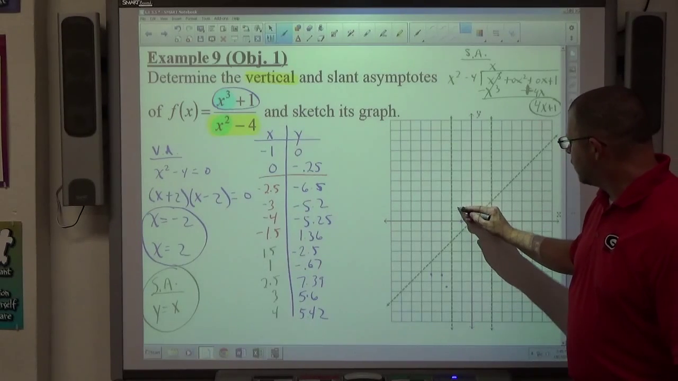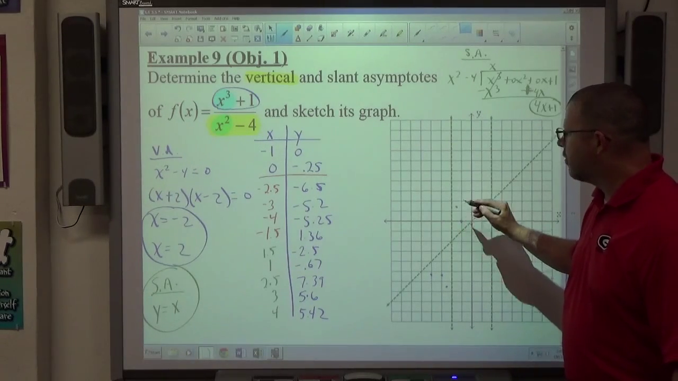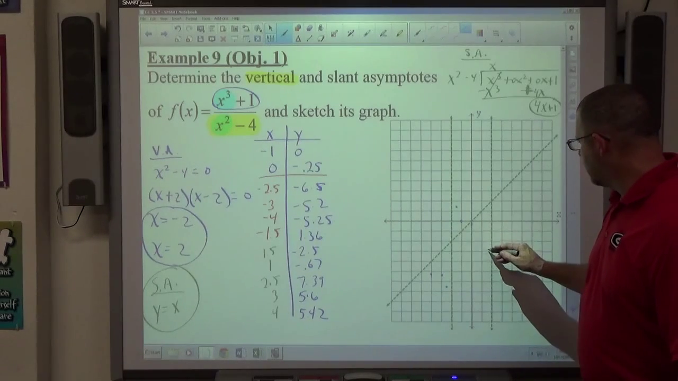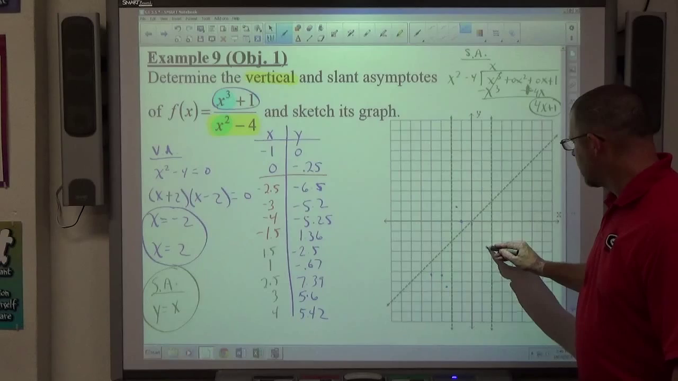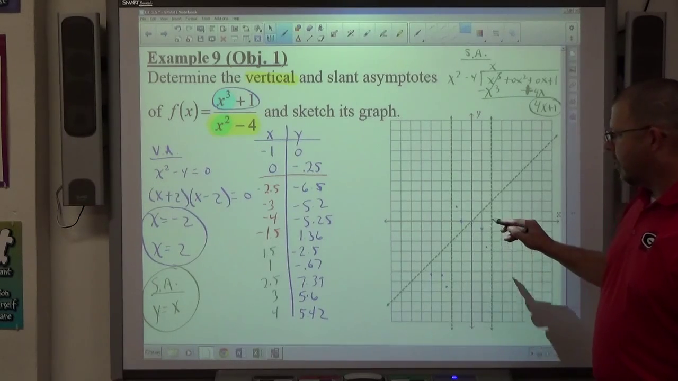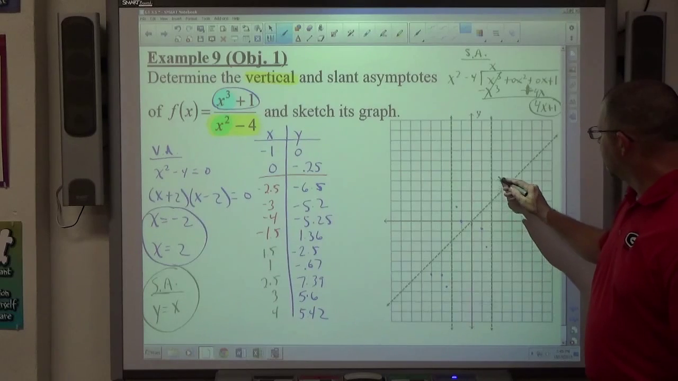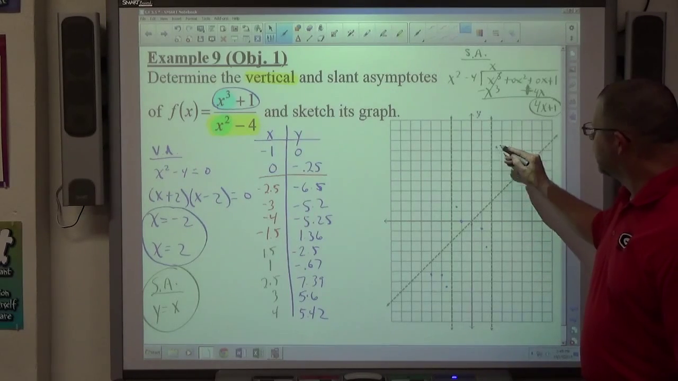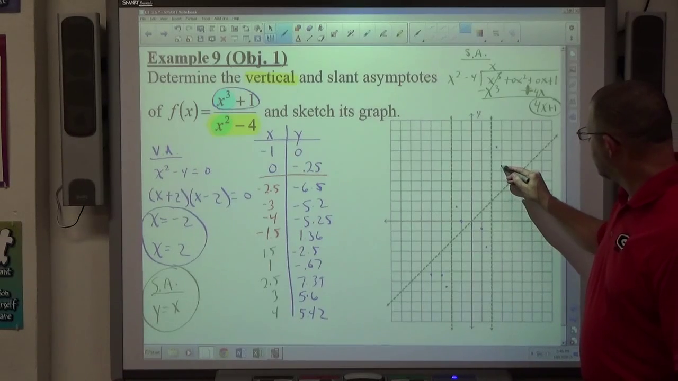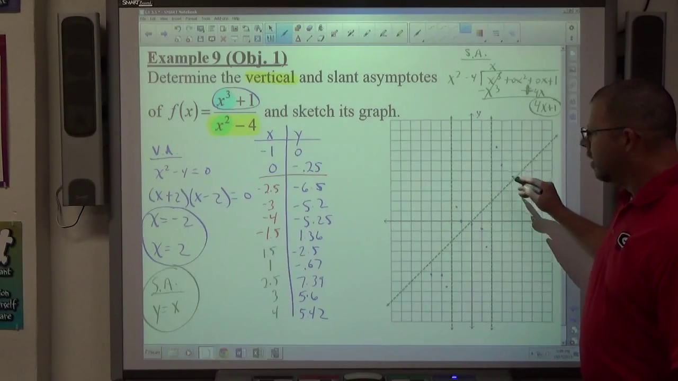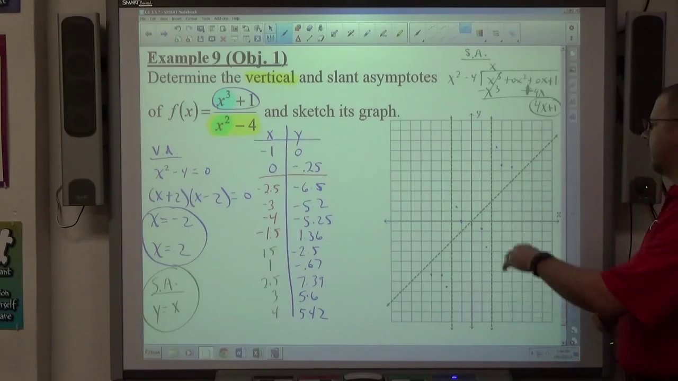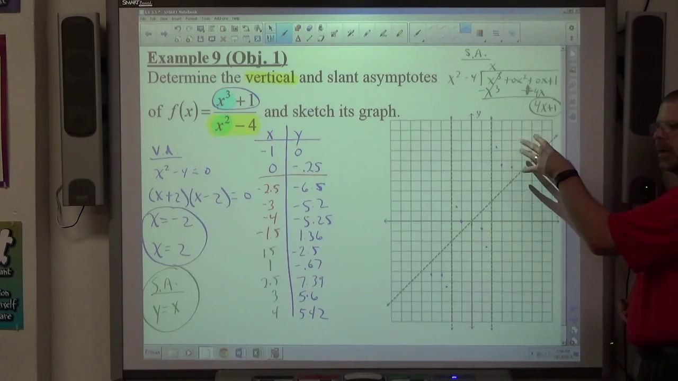-1.5, 1.36, just a little bit below halfway. 1.5, -2.5 would be here. -1, -0.67 is right there. And then we got 2.5, 1, 2, 3, 4, 5, 6, 7.39. 3, 1, 2, 3, 4, 5.6. 4, 5.42. And once again, maybe that's enough information, but I probably want to get a few more points over here.